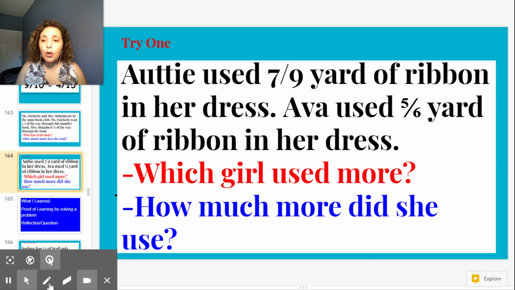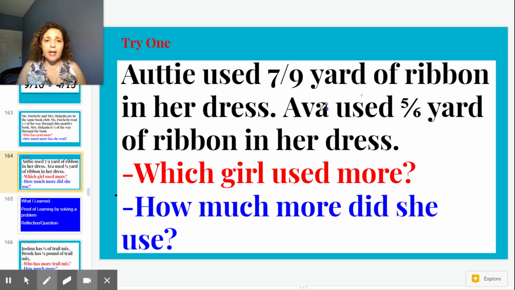Okay, so now you try this one. Audie used 7/9 yard of ribbon in her dress. Ava used 5/6 yard of ribbon in her dress. Which girl used more and how much more did she use? So you try this one and come back to me.